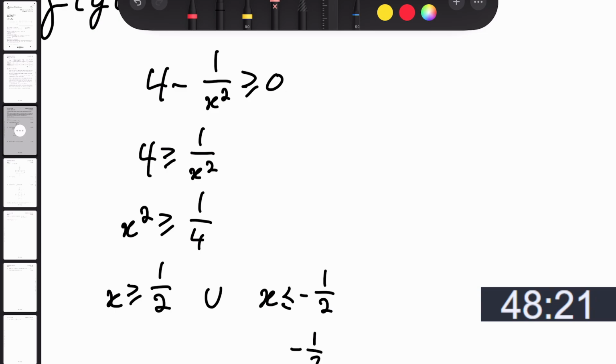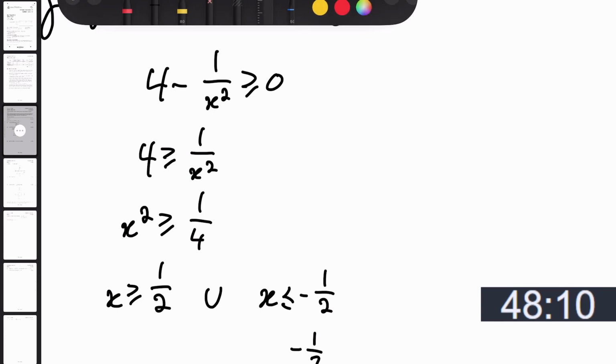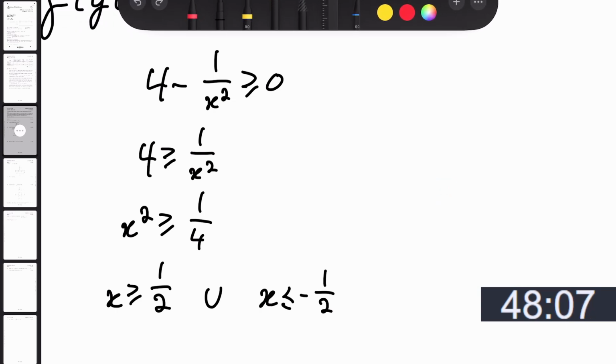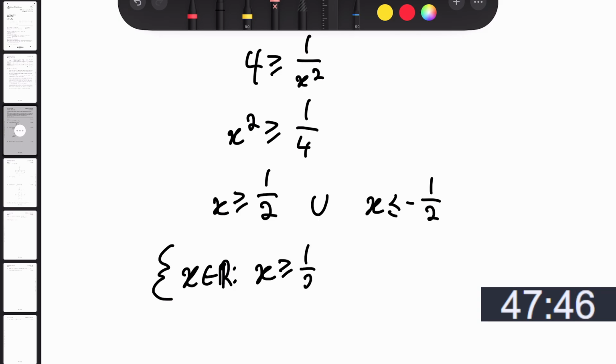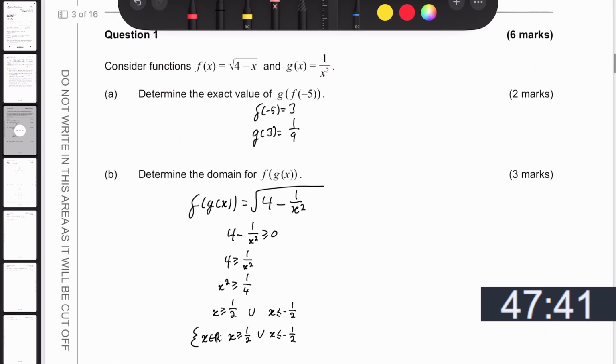So x must be less than or equal to, greater than. So if it's negative 1, it will be greater. Oh wait, because negative 1 on 3 is actually bigger than negative 1 on 2. Whoopsies. So yep, that looks correct to me. So then x is a part of the reals such that x is greater than or equal to half, or x is less than or equal to negative half.